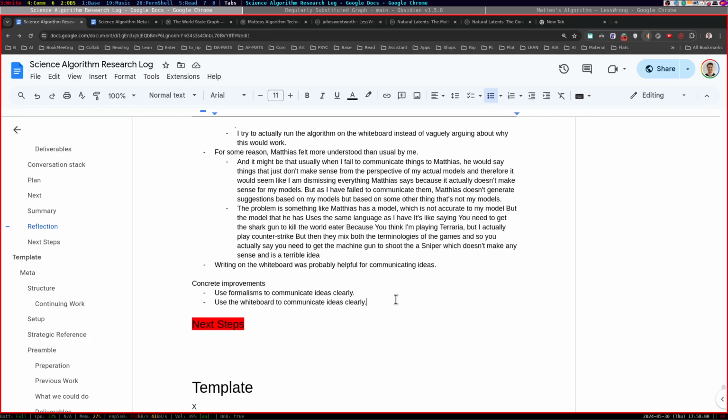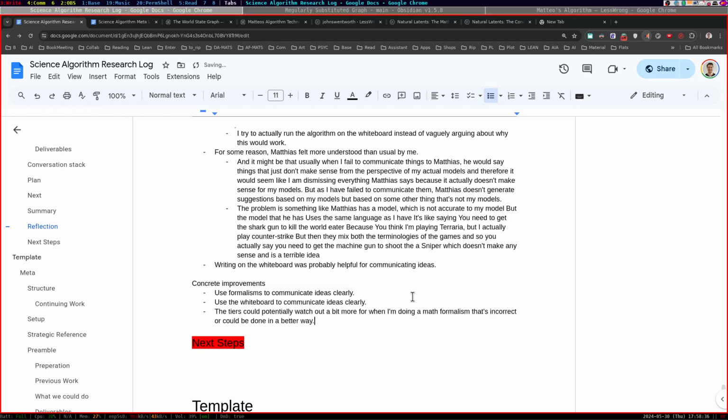Well, okay, one thing I can ask: what could I do better in the math formalism? Maybe you can tell me. That's the thing you could watch out for. Matthias could potentially watch out a bit more for when I'm doing a math formalism that's incorrect or could be done in a better way. I feel like that's what might provide a lot of value to me. I mean, that's what I'm already doing whenever I see it. Okay, but did you do it once today? No. So it means I must have done the perfect math formalism.